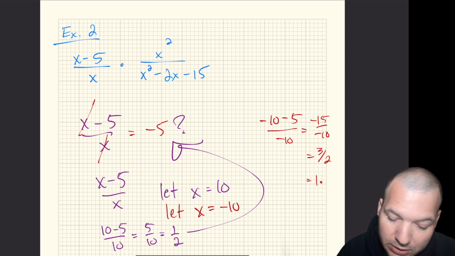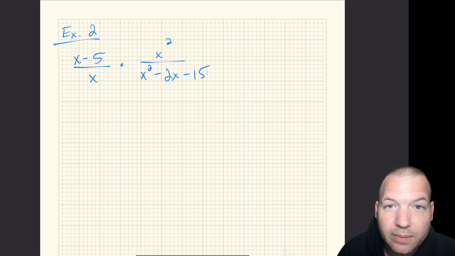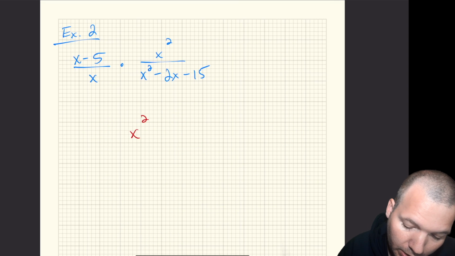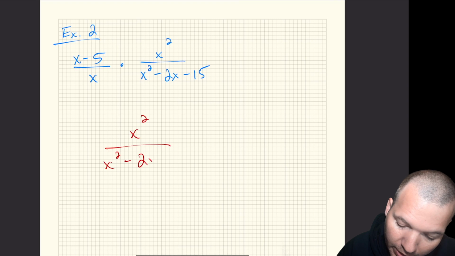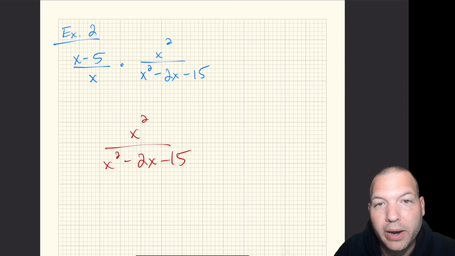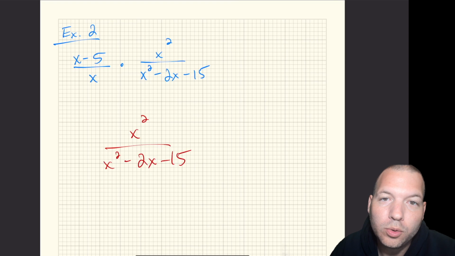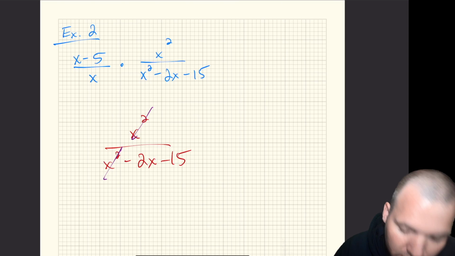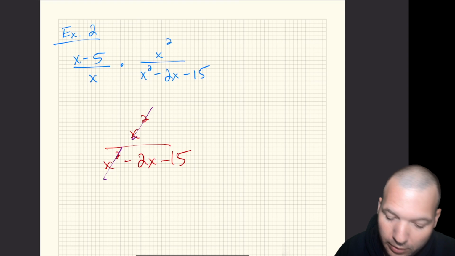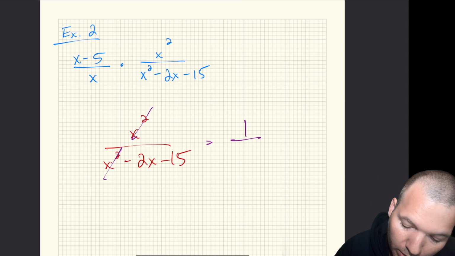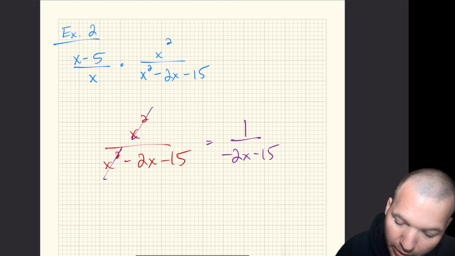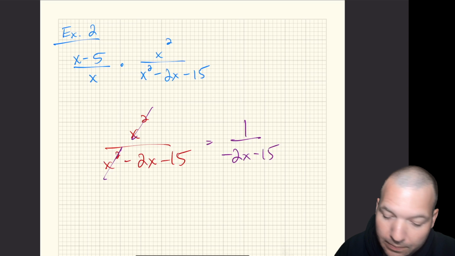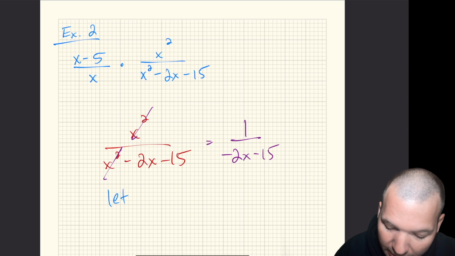It simply does not work. Same thing with the second part of the expression, x squared over x squared minus 2x minus 15. Even though you are all away from me, I can hear some of you saying, let's just get rid of the x squared, right? Let's call this 1 over negative 2x minus 15. But again, let x equal anything. Let x equal 4, let's say.